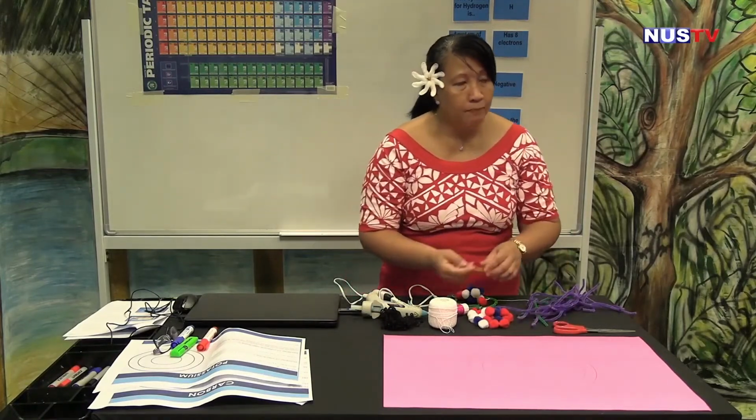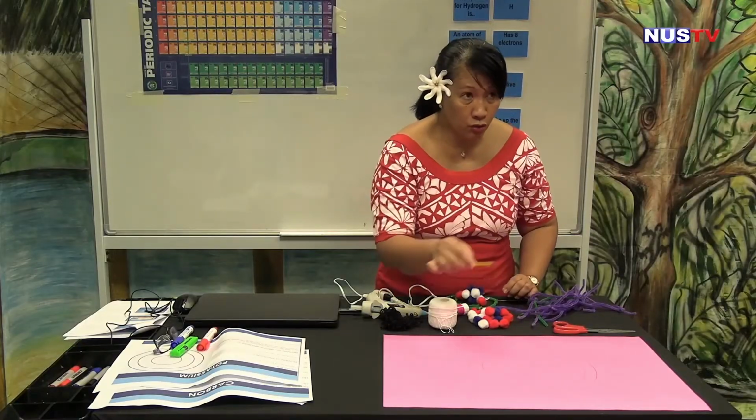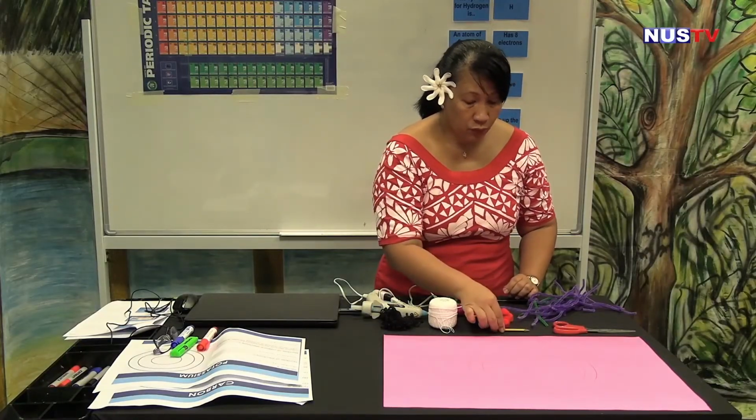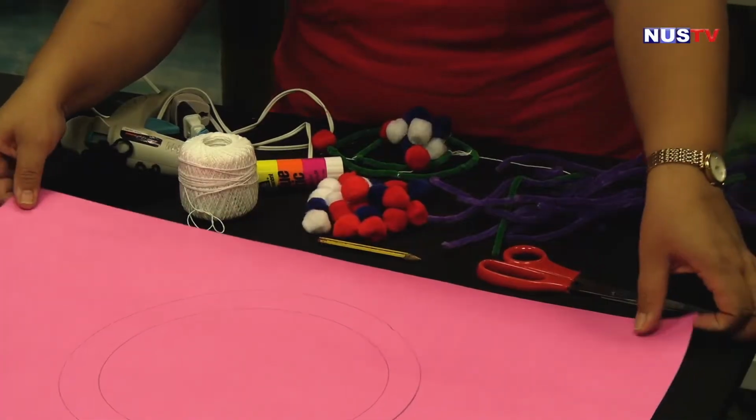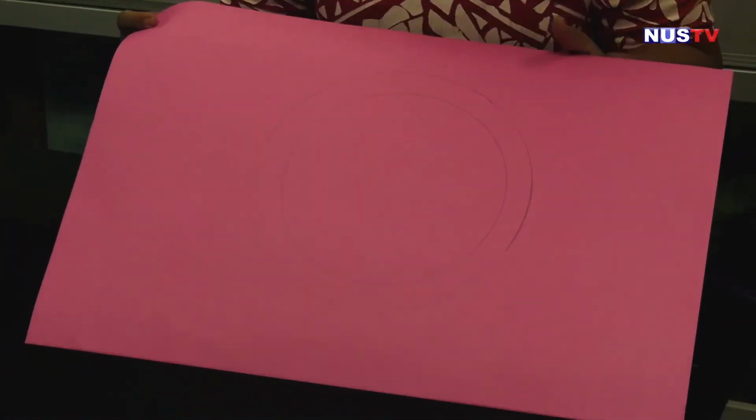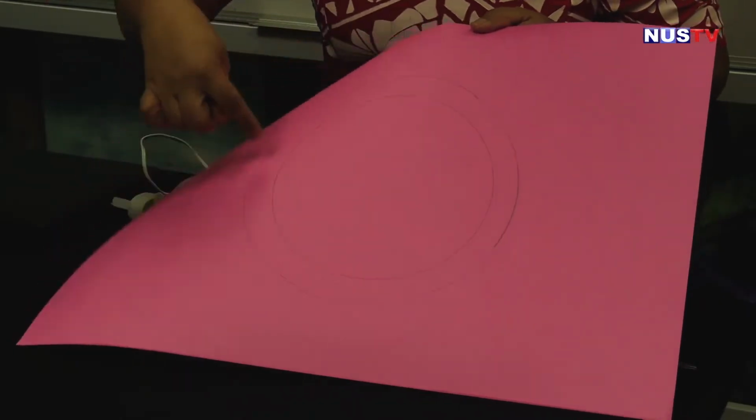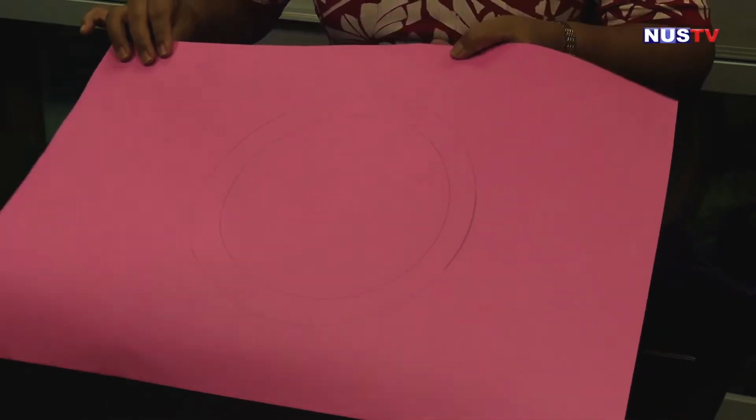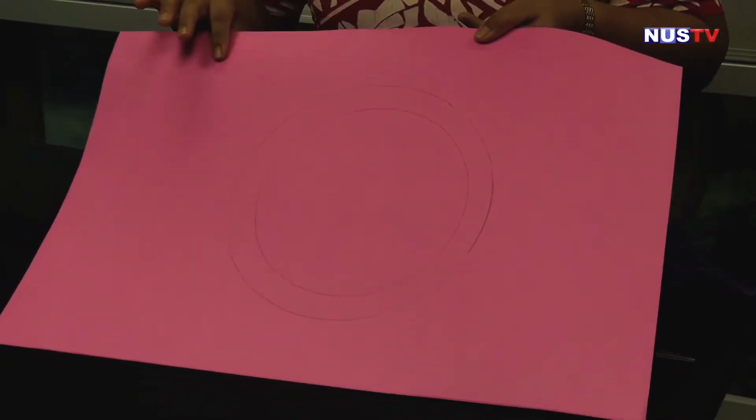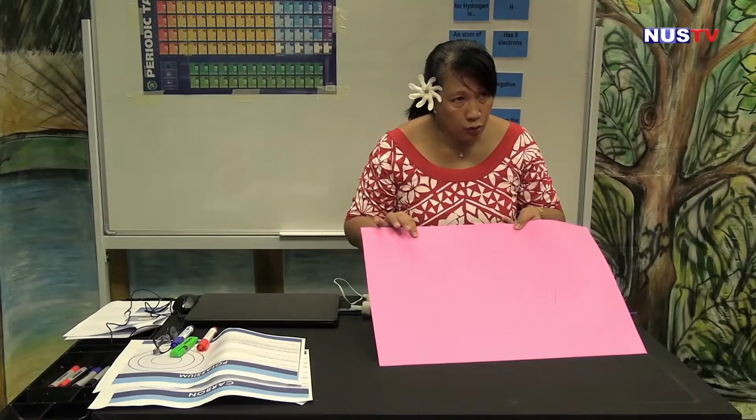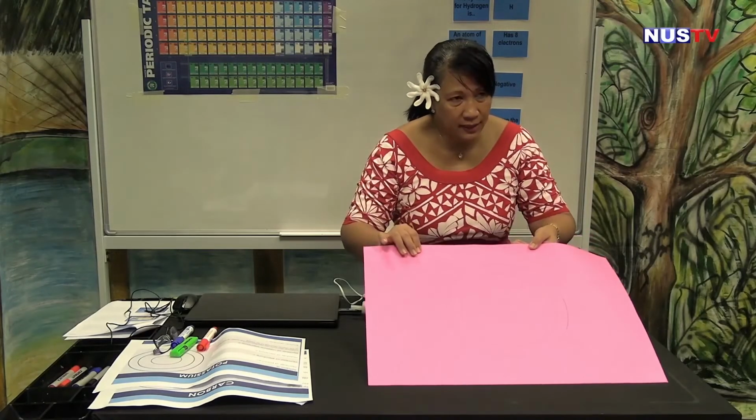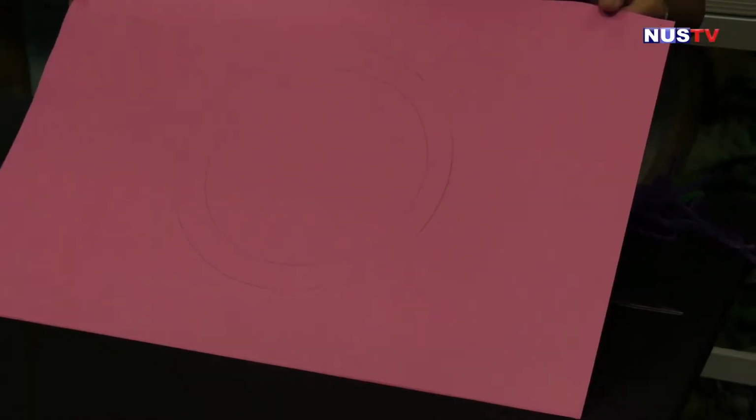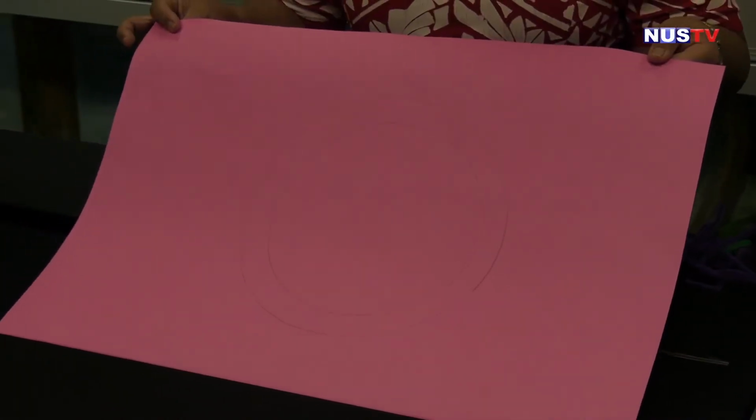Why do you need a pencil? You need it to draw the circle for your model. So on my cardboard, I have drawn the two circles. Now, why have I drawn two circles is because I have selected to make a model of the lithium atom.